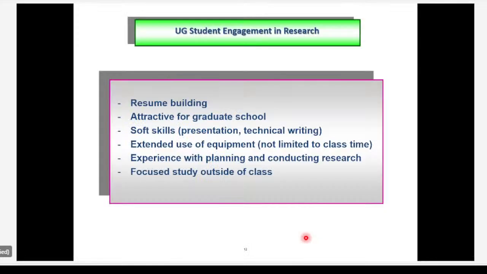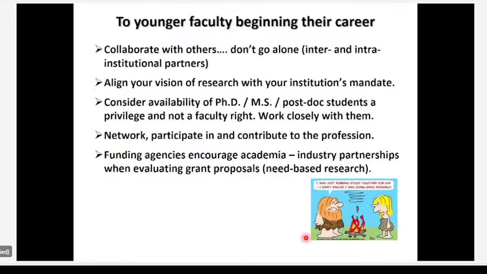So let's switch gears. And this is just a summary of some thoughts I had about the younger faculty who are probably in attendance here today. So I believe a lot of people are beginning their career in teaching.